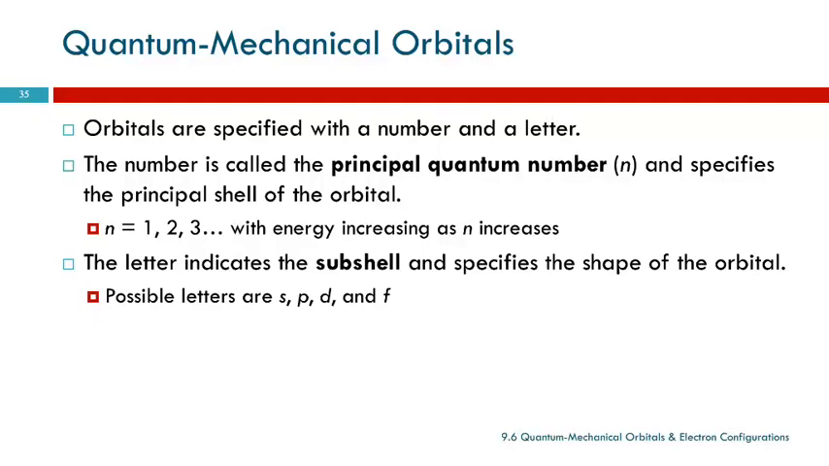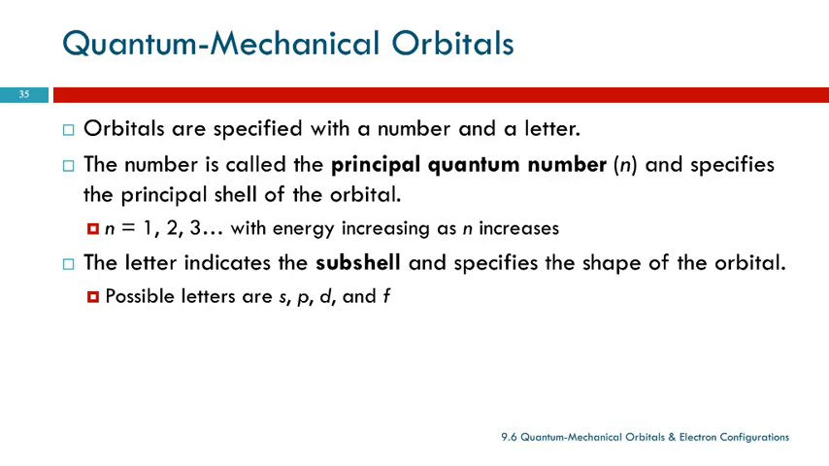So orbitals are specified with a number and a letter. The numbers are 1, 2, 3, just like Bohr's orbits. That number is called the principal quantum number. As the principal quantum number gets larger, the energy increases. So, if n is 4, that's a higher energy orbital than n equals 1.